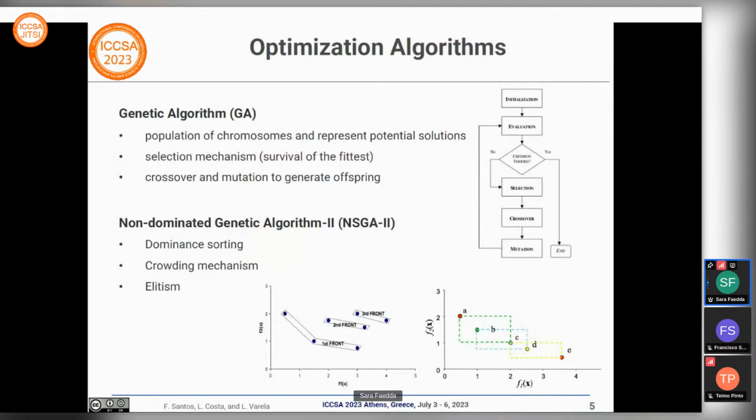The algorithms we have used are based on genetic algorithms. These algorithms are population based, and we have several chromosomes in the population. Each chromosome represents a potential solution, and then we have some mechanisms or operators that allow us to guide the search towards the optimum.